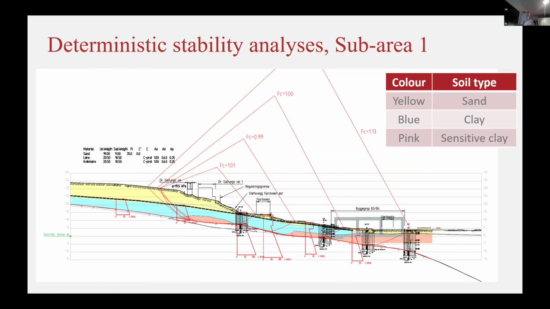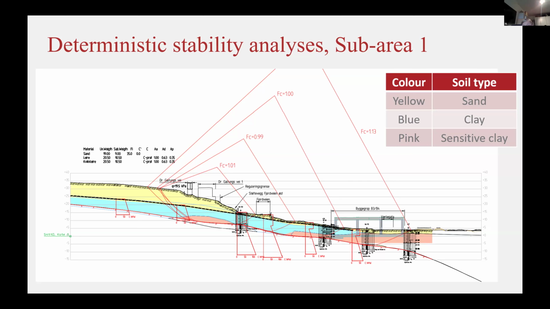All these areas had varying factors of safety, and that's because of the varying thickness of the material. The yellow is the sand. This is just one of the cross sections. The blue is clay, and the pink is the quick clay or sensitive clay. And in some areas, for those who can read this, you will see a factor of safety of 1. I think we did maybe 2,500 stability analyses in the area, and in many of the areas the factor of safety was very low, calculated as 1.0.